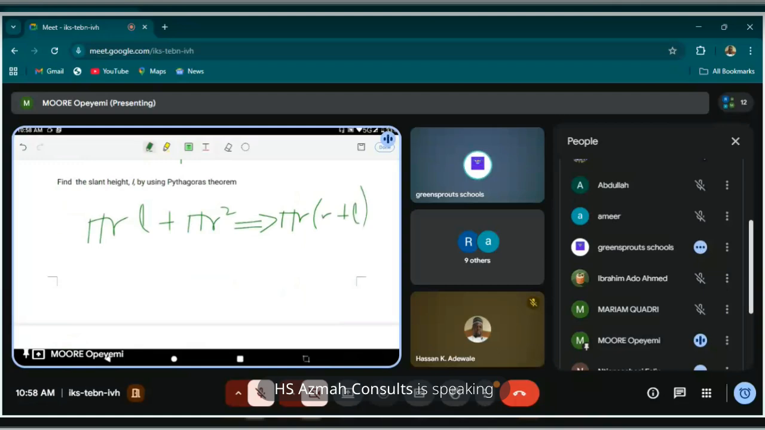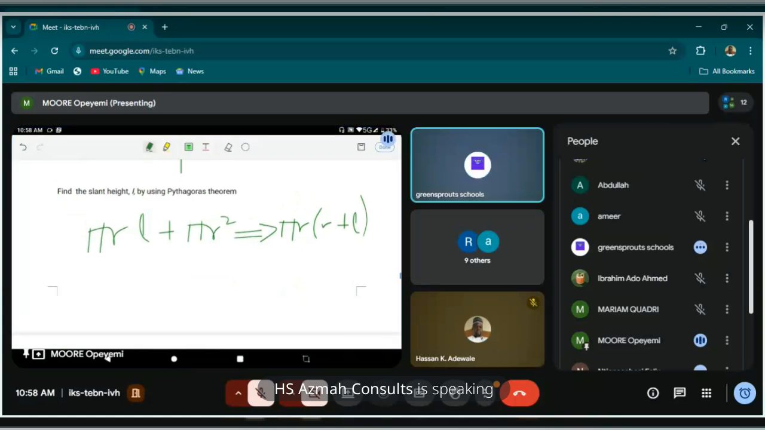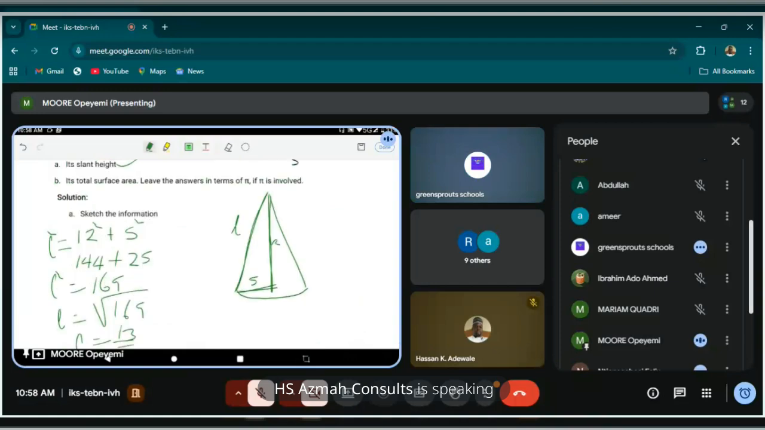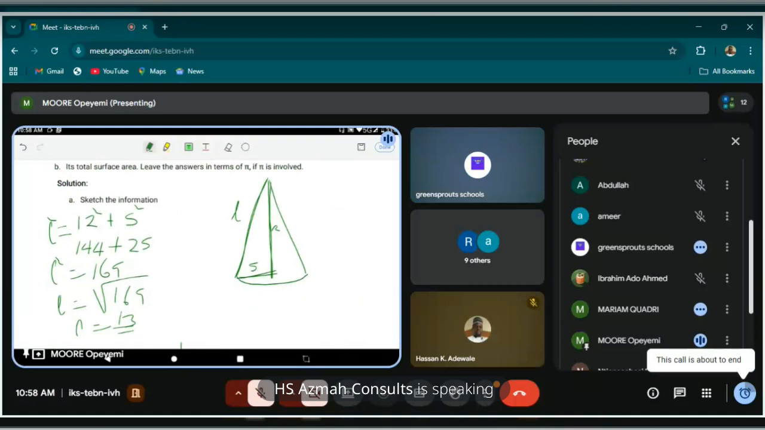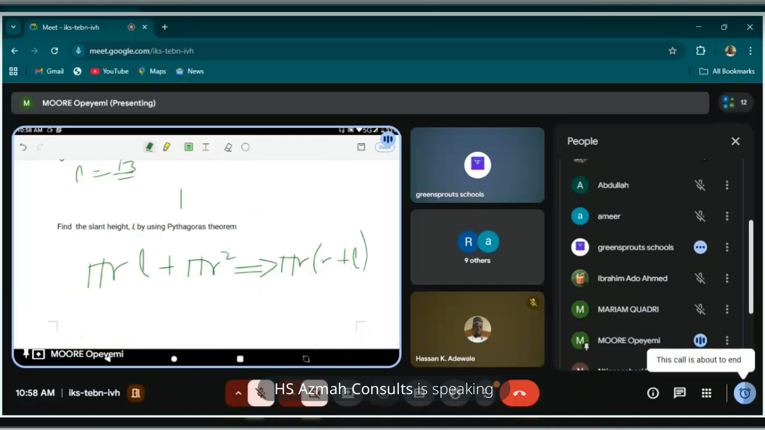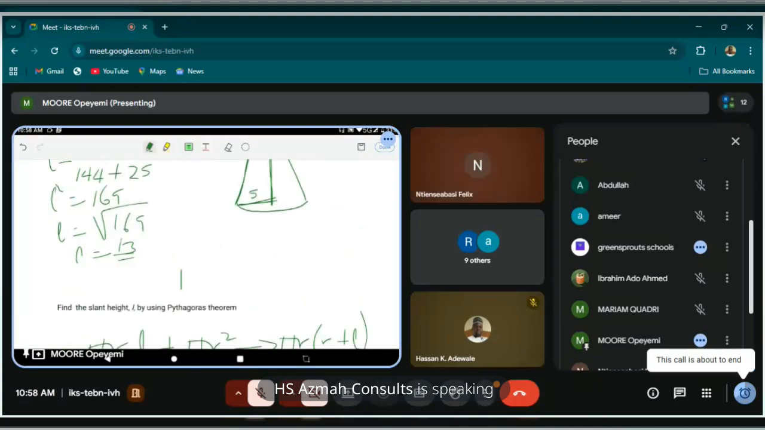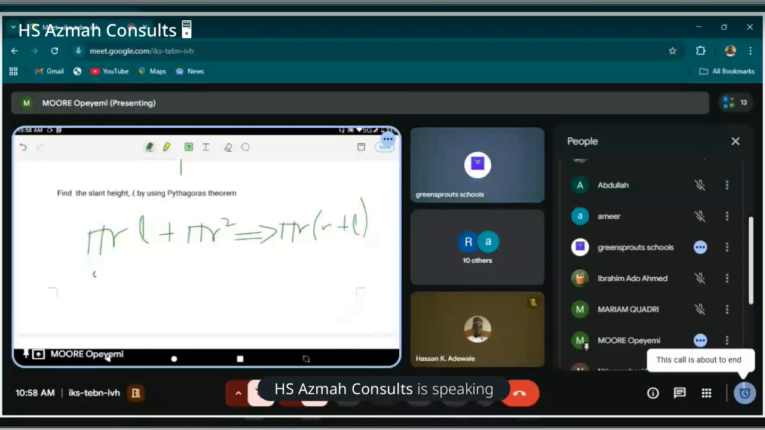So pi is there already. What is r? What does l represent? They are not following. Slant height. That is what we calculated here. That is the l, slant height. So πr, that is our radius, is 5 centimeters according to the question. The height is 12. So that is 5 by 5.